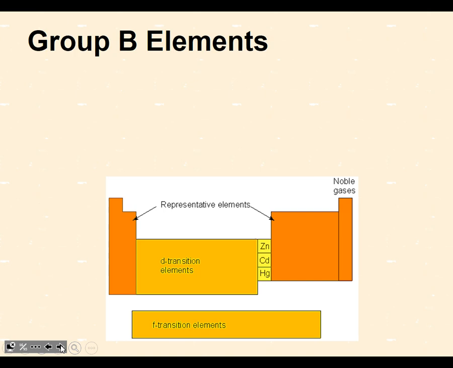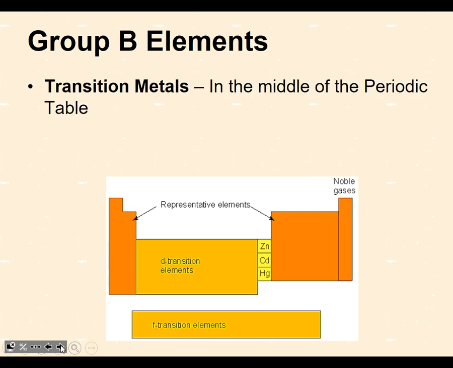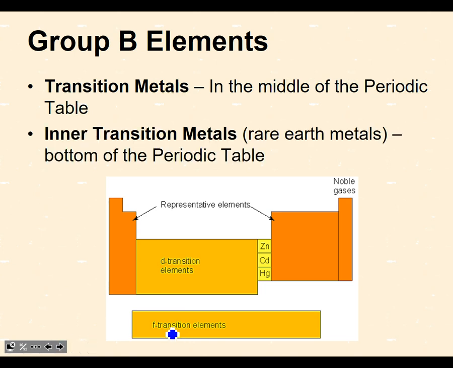Okay. The group B elements, which are the ones here in the middle, are known as the transition metals. And then the 2 rows down at the bottom are known as the inner transition metals because they fit up in there, or the rare earth metals.